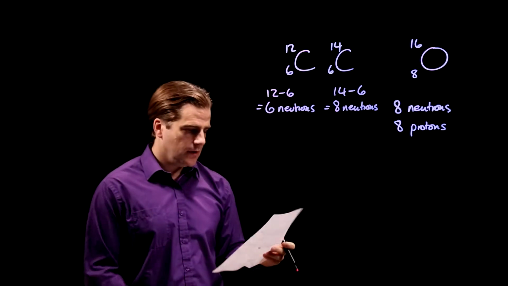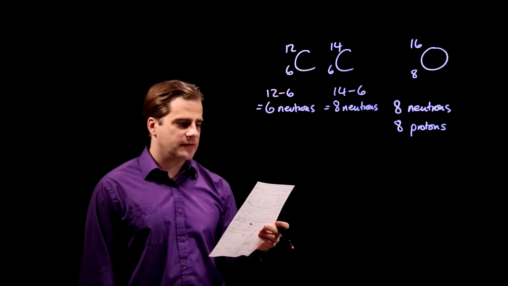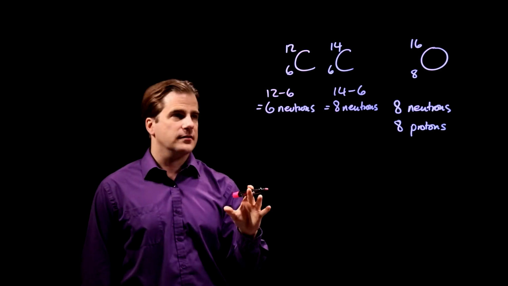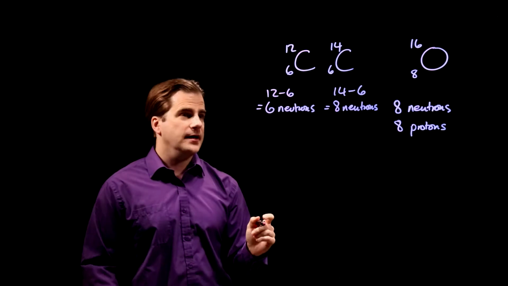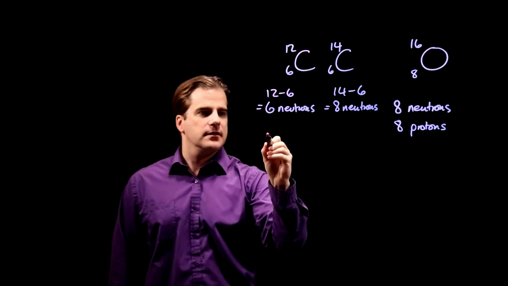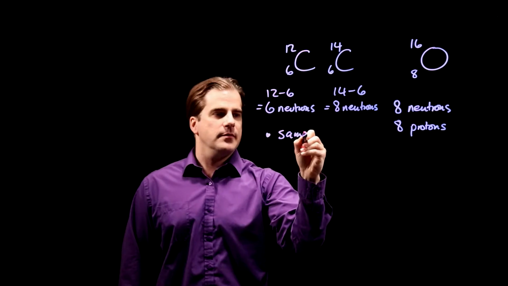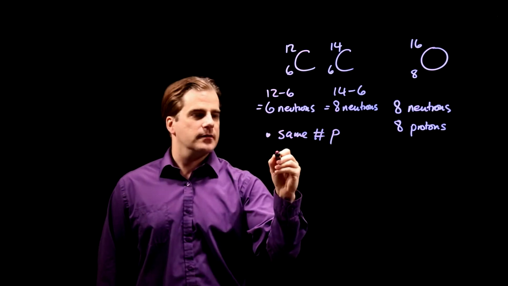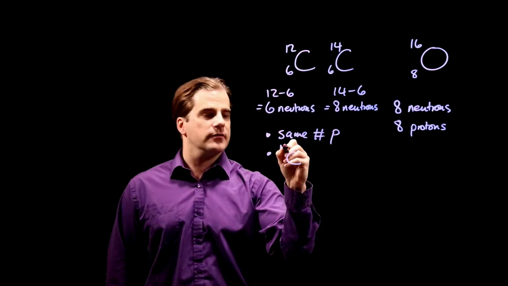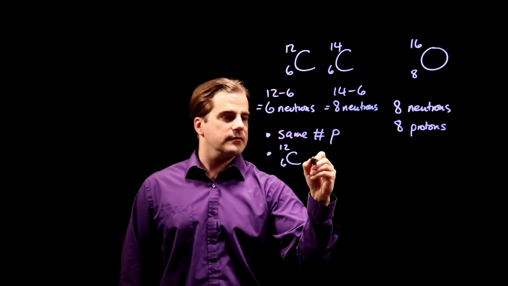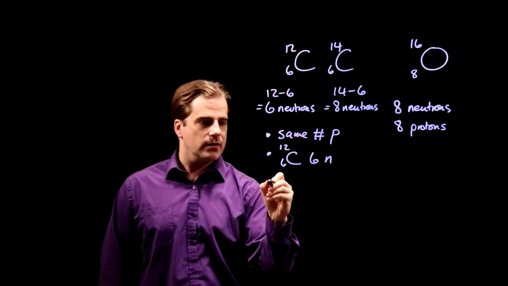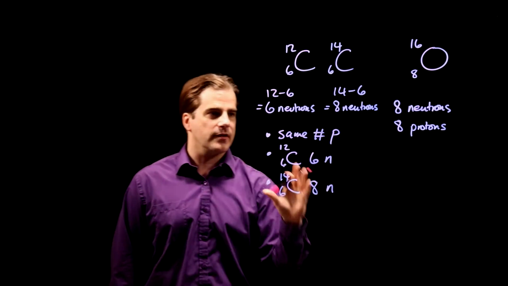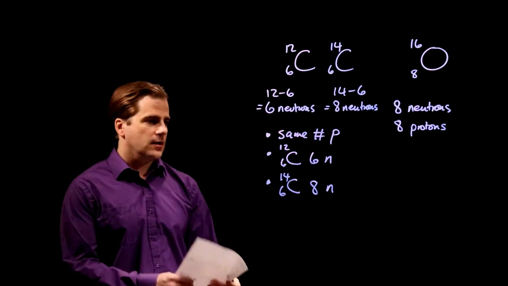Okay. What was the question again? Explain why they're isotopes of carbon. Okay. So you've got to extract 3 marks out of this. So say that they've got the same number of protons. Okay. Say that carbon-12 has 6 neutrons, and say that carbon-14 has 8 neutrons. That will get you the 3 marks. Okay.